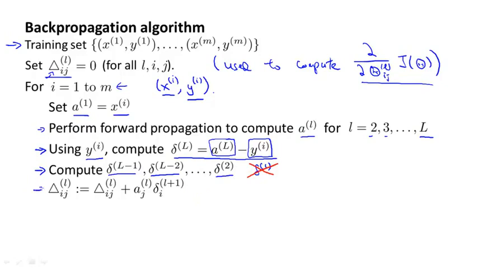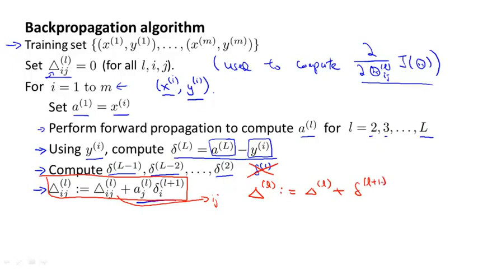And finally, we're going to use these capital delta terms to accumulate these partial derivative terms that we wrote down on the previous slide. By the way, if you look at this expression, it's possible to vectorize this too. Concretely, if you think of delta ij as a matrix indexed by subscript ij, then if delta L is a matrix, you can rewrite this as delta L gets updated as delta L plus lowercase delta L plus 1 times a L transpose. That's a vectorized implementation that automatically does this update for all values of i and j.